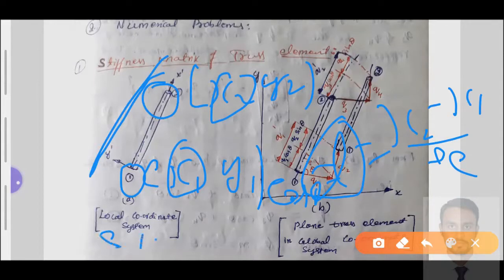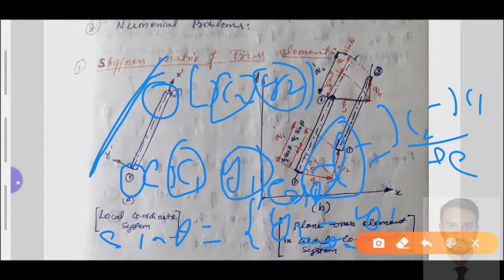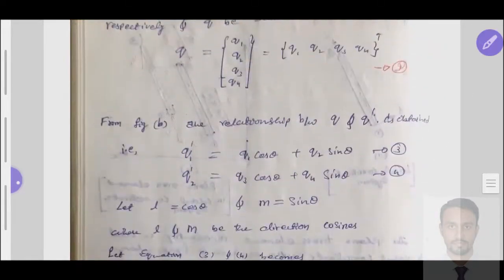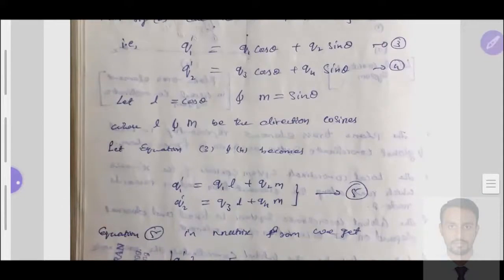So sine theta is equal to y2 minus y1 divided by LE. Y2 means the final node value along the y direction, and y1 the initial node value along the y direction. The difference between these two values divided by LE is said to be sine theta. So we have that concept: sine theta, and cos theta is equal to m.